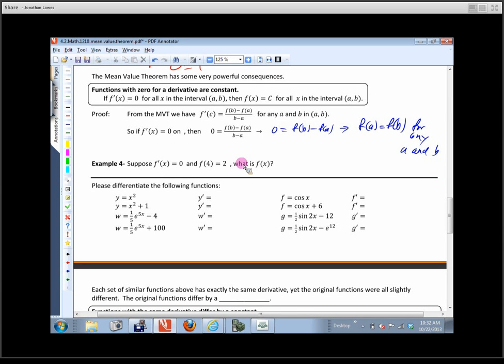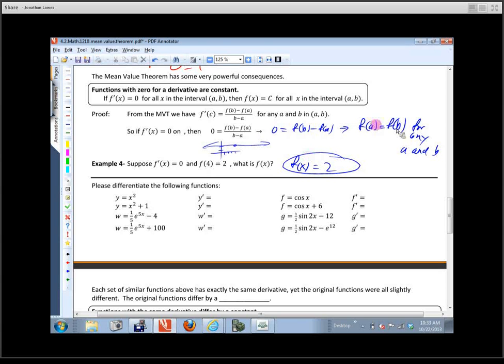So let's take a look at an example or an application of this. Suppose I tell you that the derivative is 0 everywhere and f of 4 is equal to 2. What's the original function? What is f of x? Well, let's think about this for just a second. What we're saying here is the derivative is equal to 0. That means it's a flat line everywhere, and I'm telling you that at 4, it goes through 2. Well, if it's a flat line everywhere and one of the function values is 2, then all the function values have to be 2.